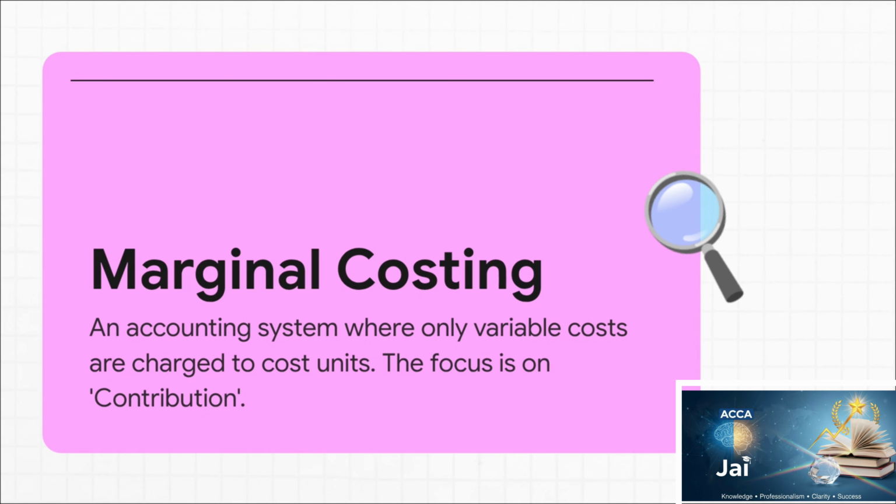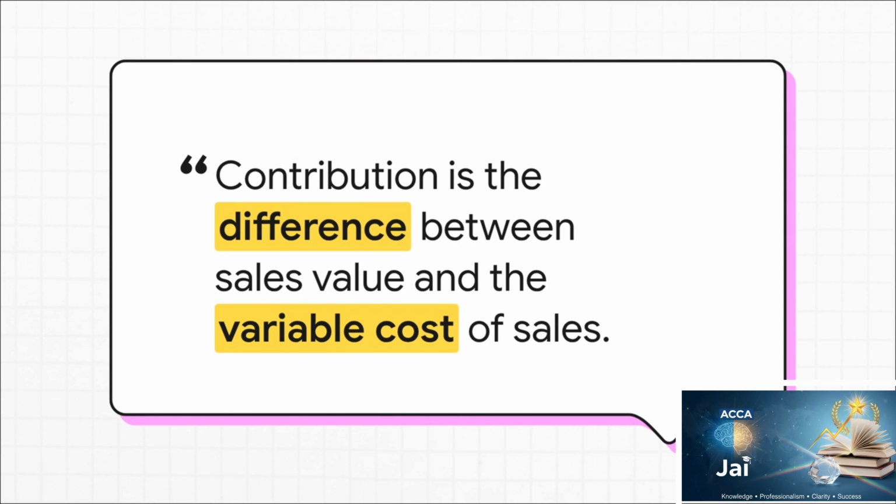Now, let's look at those same chocolates, but this time through the lens of marginal costing. This method completely ignores those fixed costs at the product level. It only cares about the variable costs, the costs that change with each unit you make. And the key metric here isn't profit. It's something else, something called contribution. So what on earth is contribution?